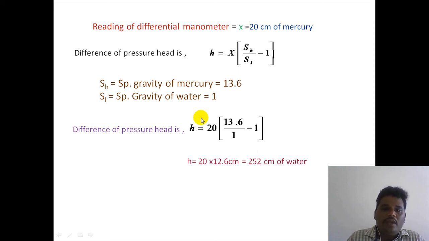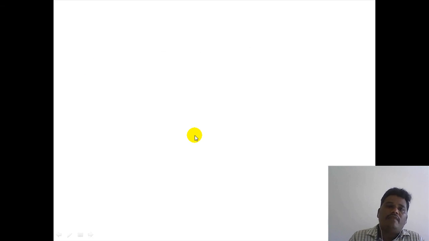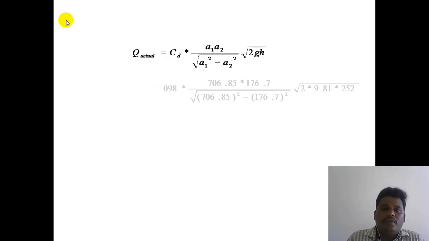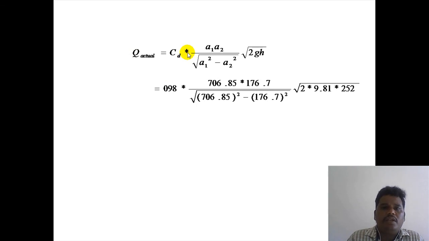Now that we have H, substitute it in the Q actual of a Venturi meter. Q actual is equal to CD, which is 0.98, multiplied by A1 A2 divided by root of A1 square minus A2 square, into root 2GH. That is 0.98 into 706.85 multiplied by 176.7 divided by root of 706.85 square minus 176.7 square, multiplied by root of 2 into 9.81 into 252.